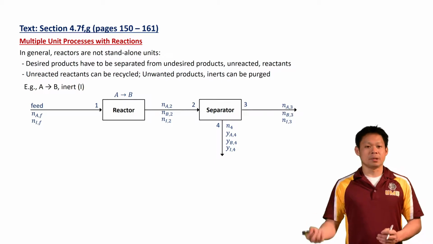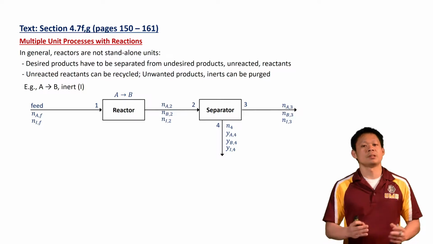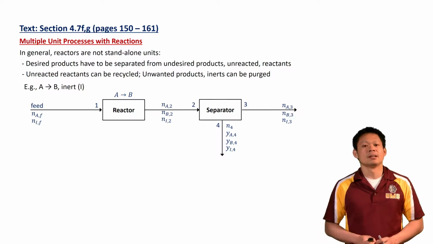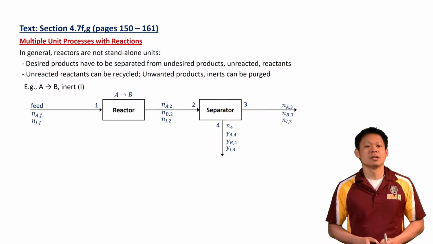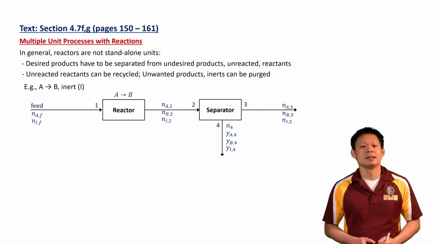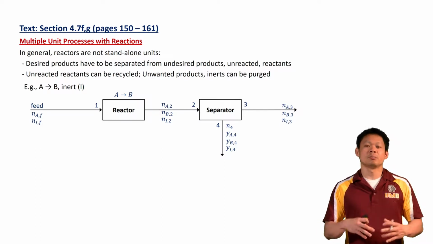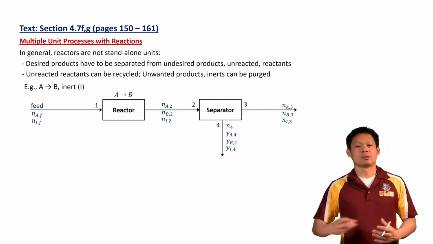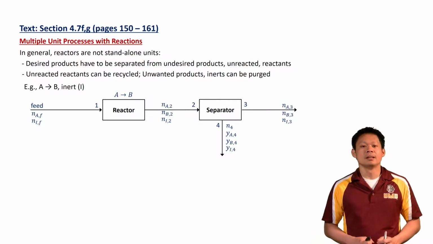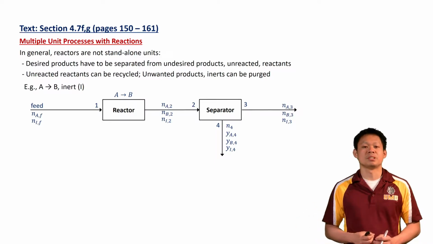To get our product B, we actually need to separate out our B from the A and the inert. So typically it will go to a separator. Sometimes this could be a condenser where you will condense some of the product and maybe everything else remains in the gas and you can recycle that. Let's assume that this separator is not a perfect separator. So we are not going to perfectly separate all our B out as our product in stream 3. So we're just going to have some A and inert still left in our product stream in stream 3.